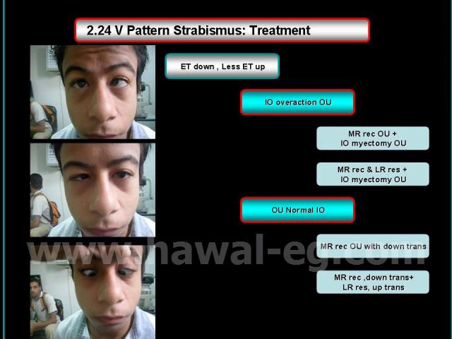If the inferior obliques are normally acting, the treatment is bilateral medial rectus recession with downward shift of the insertion, or resection of a lateral rectus with upward shift and the recession of the medial rectus with downward shift of the insertion.